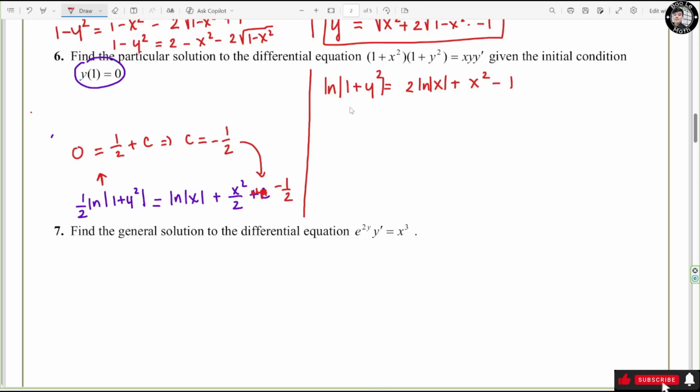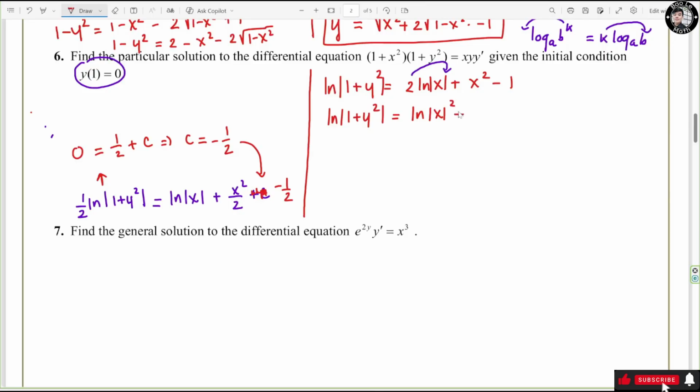I need to exponentiate both sides. Before that, I need to bring the 2 inside. Remember, log base a of b to the power k: you can bring k to the front, or you can bring k back inside. I have ln absolute value of 1 plus y squared equals ln absolute value of s squared plus s squared minus 1. Now I'm going to exponentiate both sides.